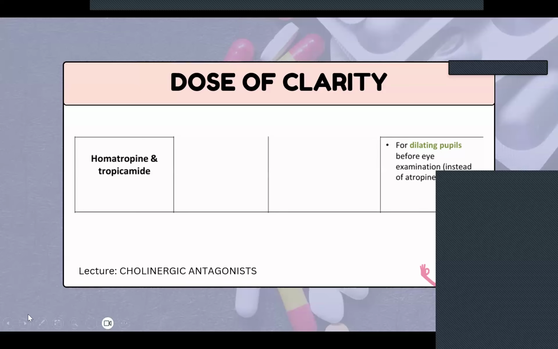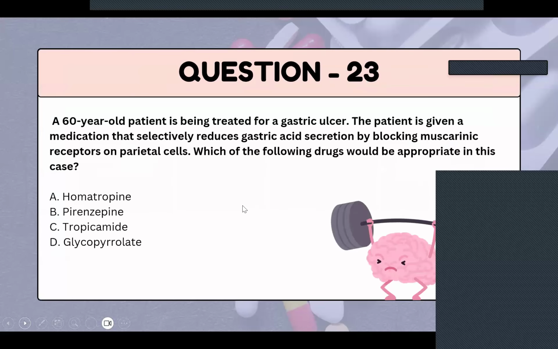Okay, so now let's move on to the next question. A 60-year-old male patient is being treated for gastric ulcer. The patient is given a medication that selectively reduces gastric acid secretion by blocking muscarinic receptors on parietal cells. Which of the following drugs would be appropriate in this case? A. Homatropine, pyrazipine, tropicamide, glycopyrrolate.